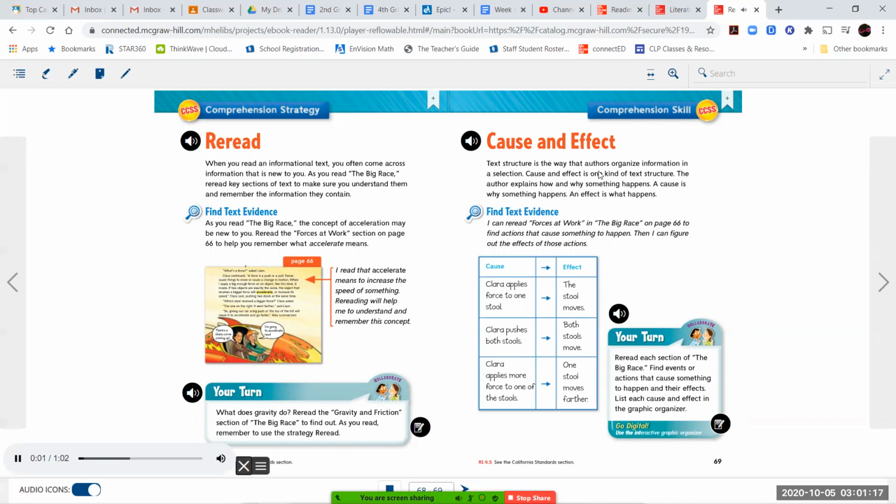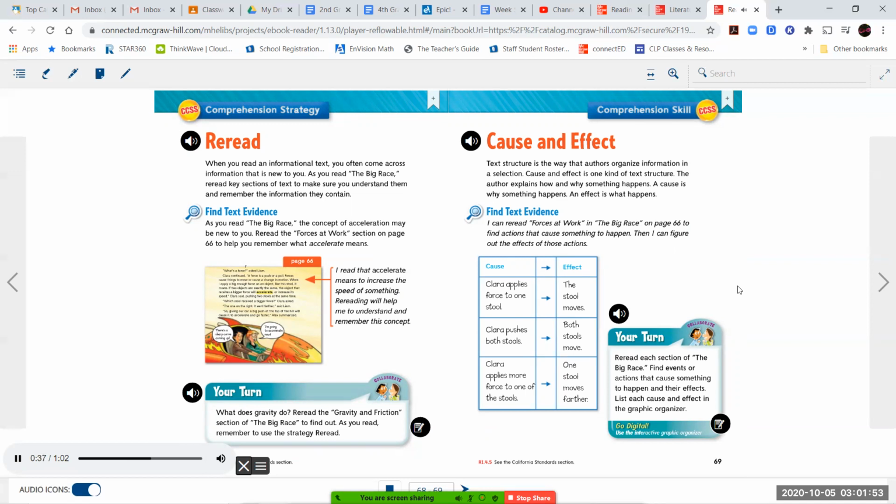Cause and effect. Text structure is the way that authors organize information in a section. Cause and effect is one kind of text structure. The author explains how and why something happens. A cause is why something happens. An effect is what happens. Find text evidence. I can reread Forces at Work in The Big Race on page 66 to find actions that cause something to happen. Then I can figure out the effects of those actions.